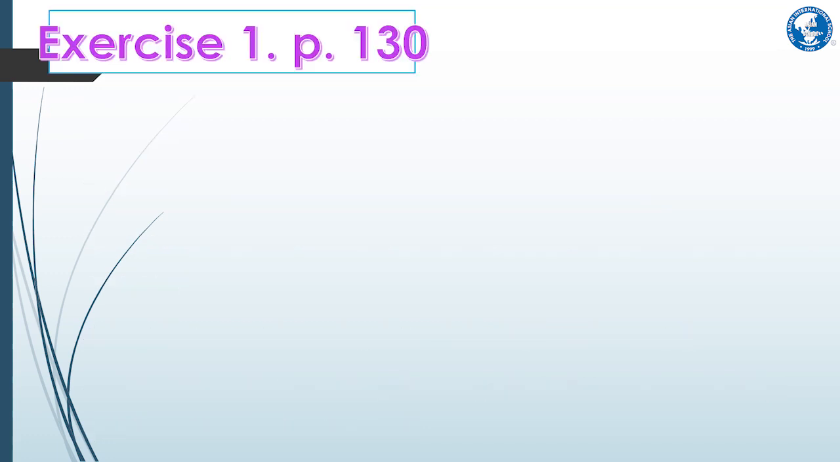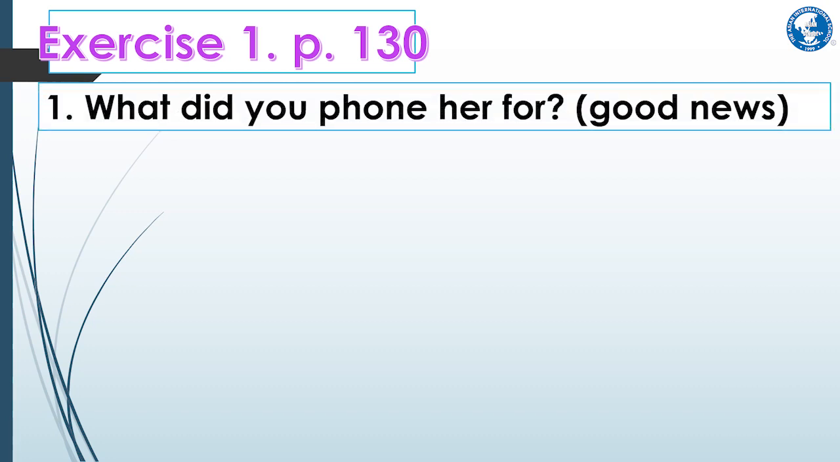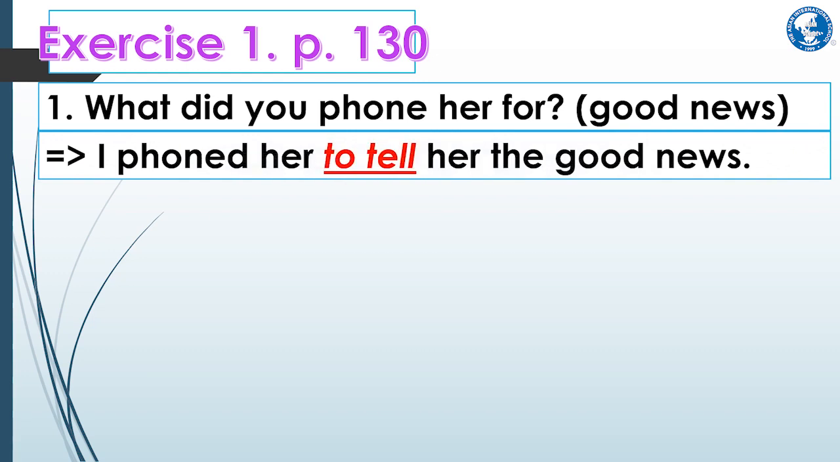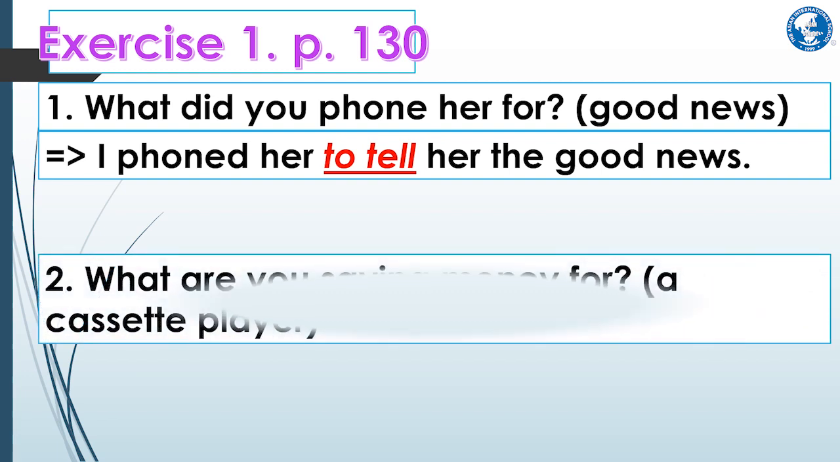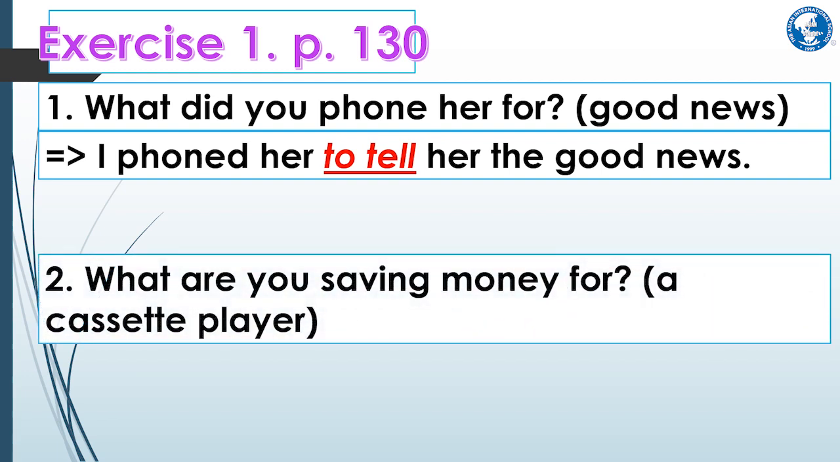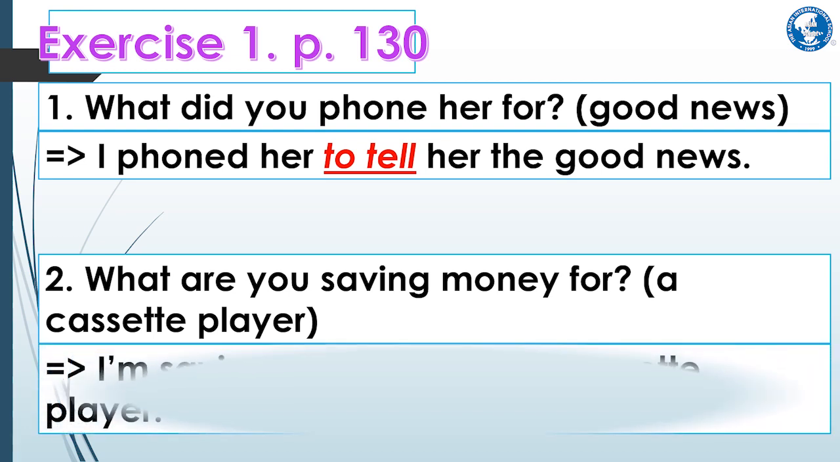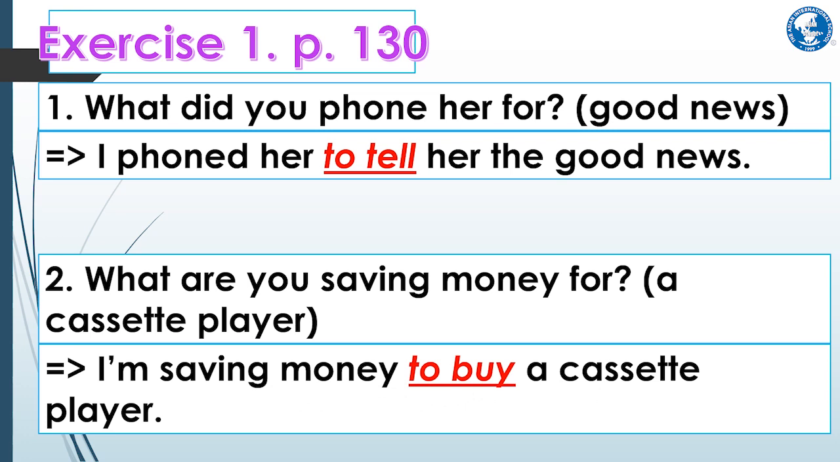Okay, now time's up. Question number 1. What did you phone her for? What for? Why did you phone her? Answer the question by using to infinitive phrase of purpose. I phoned her to tell her the good news. Number 2. What are you saving money for? Why are you saving money? I'm saving money to buy a cassette player.